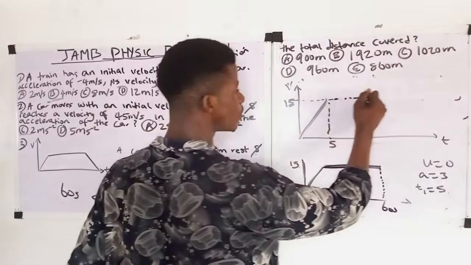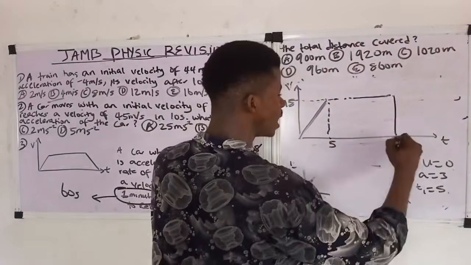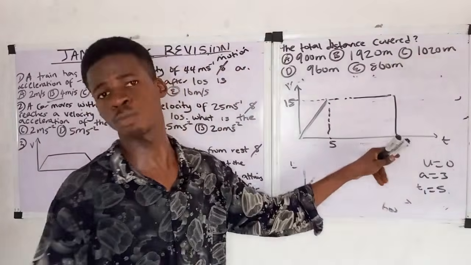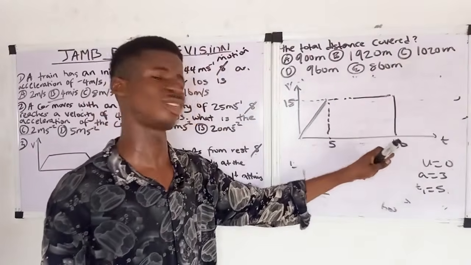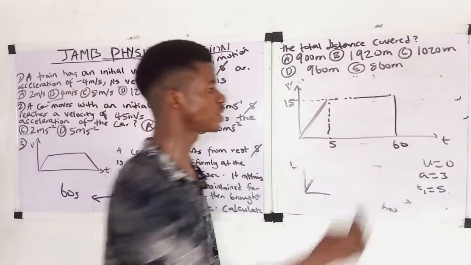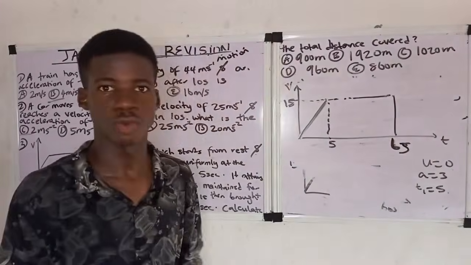You maintain this speed for how many seconds? 60 seconds, right? Now am I going to add 60 here? Yes, I'm definitely going to put 60. But is the value actually 60 here? No, because 60 plus 5 will give us 65. So the right value here will be 65.